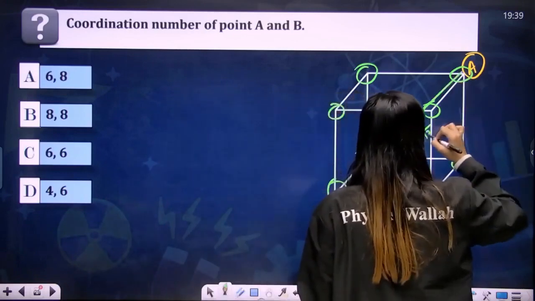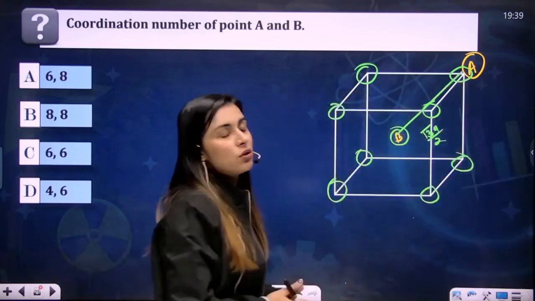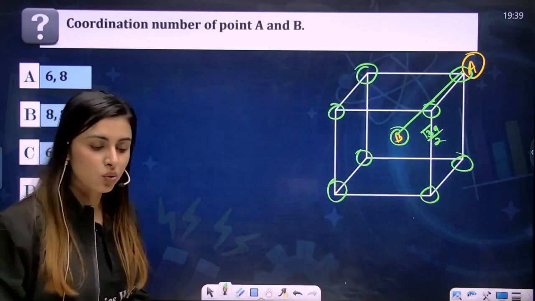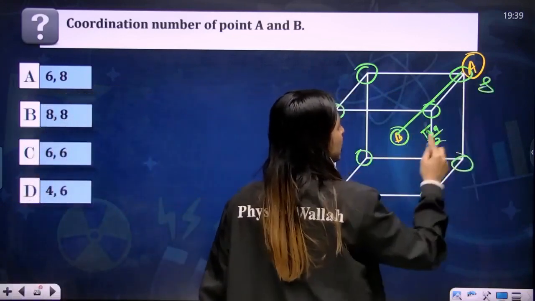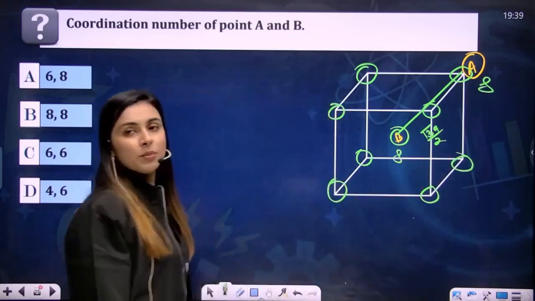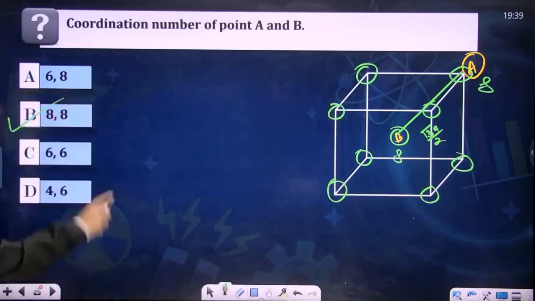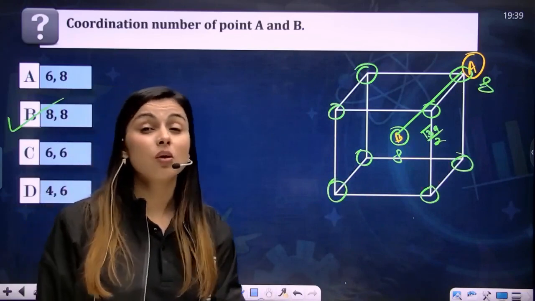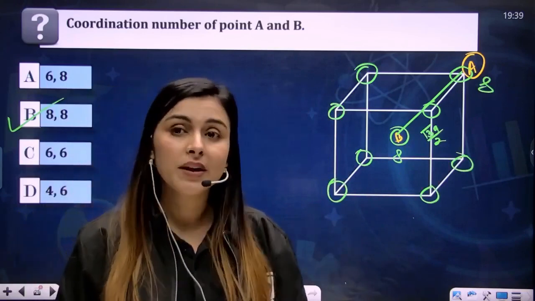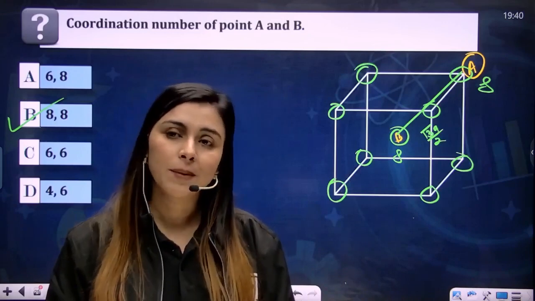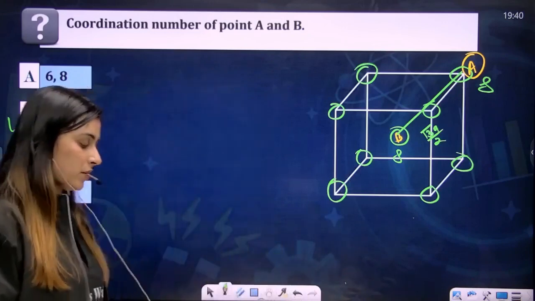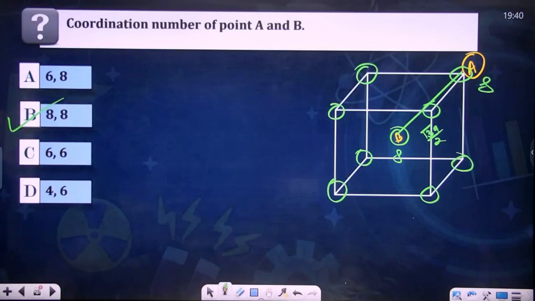This is root 3a by 2 distance, and since it is a root 3 multiple, whenever it is a root 3 multiple, the coordination number is 8. So the coordination number for A is 8, and the coordination number of B will also be 8. So 8 comma 8, option B will be your correct answer. This is how you have to solve the questions. Questions will be asked from you on the basis of coordination number. I hope you're clear with this. Perfect, my dear students. You can pause the video, understand this, write it down, and then we'll move forward.